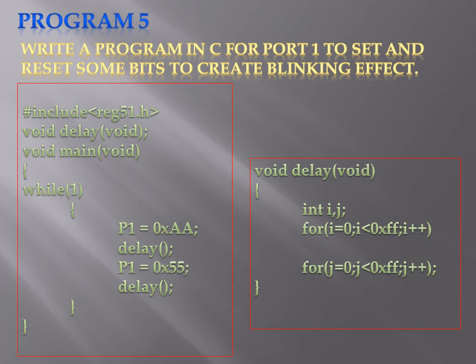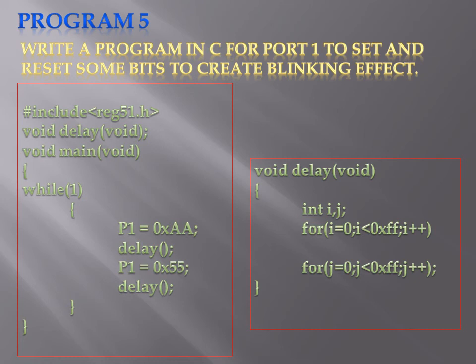So you see that we give void delay void. We start with int i, j, so two integer variables are defined. Then for i equal to 0, i less than 0xff. Again the contents are put to ff, means the counter is full. Then we go on incrementing. When we go on incrementing, the ff will go to 00, and until i is less than 0xff, i is incremented.